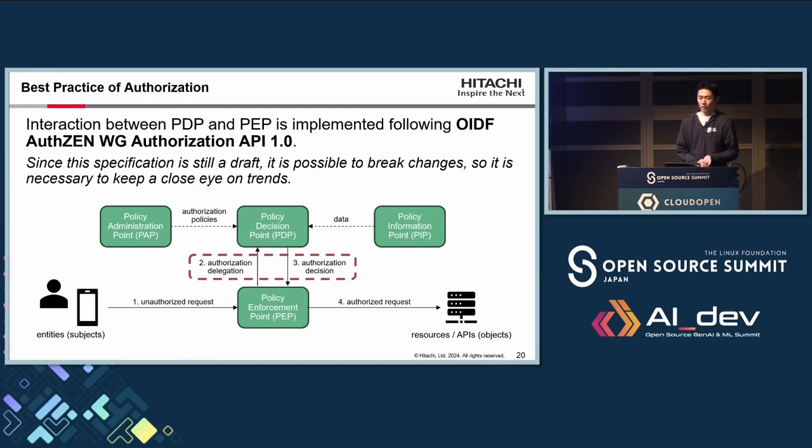Next, we focus on interfaces between PDP and PEP. As I introduced in the current trend section, we should implement the interfaces between PDP and PEP following the OIDF AuthZEN Working Group Authorization API 1.0. This is because many OSS participate in AuthZEN initiatives, and it is expected that many OSS will align with AuthZEN specifications. However, since this specification is still a draft, breaking changes are possible, so it is necessary to keep a close eye on trends.